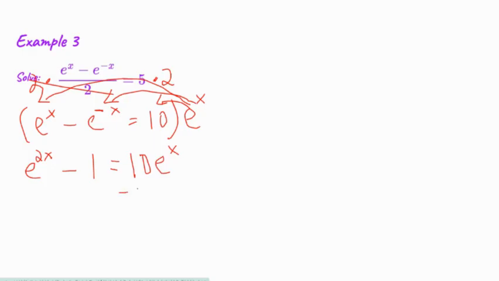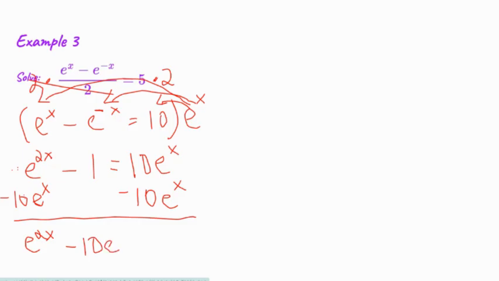Now the next thing I'm going to do is go ahead and subtract 10 e to the x, move it to the other side. Now keep in mind, these are not like terms here, so we can't combine them. So we've got e to the 2x minus 10 e to the x minus 1 equals 0. Now, why did we do all this? Let me fix that. That's a little sloppy.